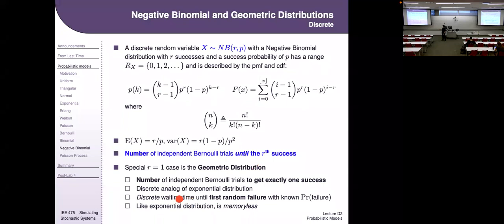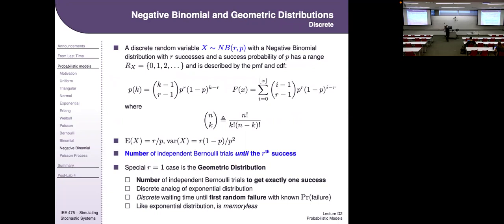So that's what I'm saying here. This is modeling the number of independent Bernoulli trials until the Rth success. So those are successes or failures, whichever one you call them. It doesn't really matter whether you call them successes or failures. They don't have to all be in a row, but over this number of trials, we're going to get that many of them.